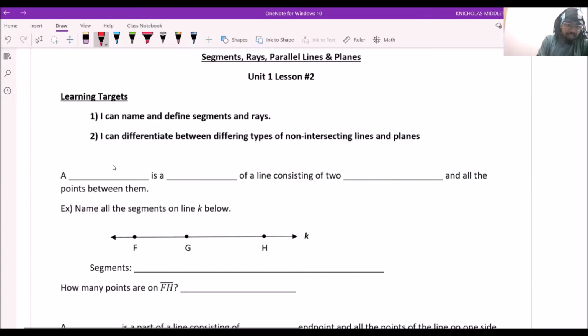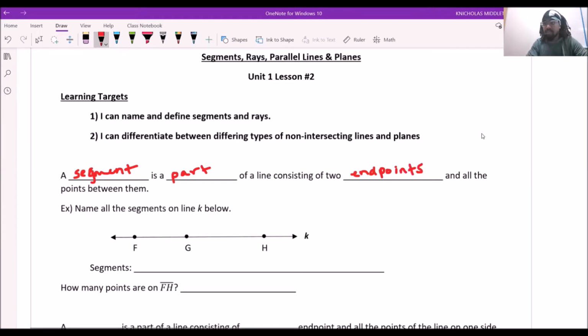So we'll start with the definition, and the first definition we'll talk about is segment. A segment is a part of a line consisting of two endpoints and all of the points in between them. It says name all the segments on line K below.